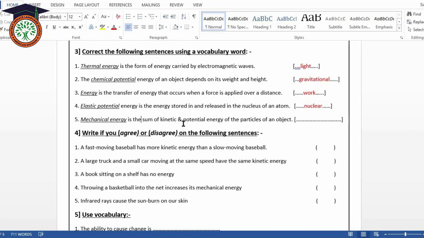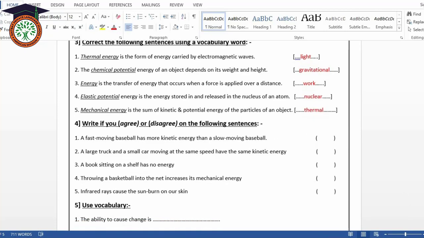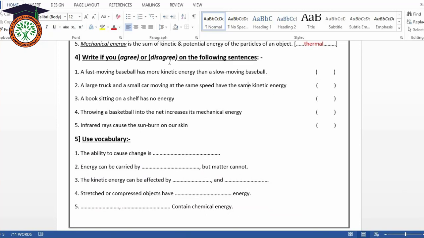Question number 5 says mechanical energy is the summation of kinetic and potential energy of the particles of an object. The summation of kinetic and potential will be the definition of mechanical energy, and the other one, which belongs to the particles, we call thermal. So this will be thermal energy, not mechanical energy. When we are talking about particles, the energy between them, we call it thermal energy.